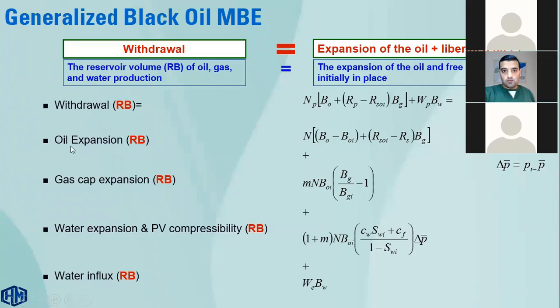For example, for oil expansion in reservoir barrels, this is N, the initial oil in stock tank barrels, times this term, which is the expansion, Bo minus Boi, the net oil expansion in reservoir barrels. So it's very simple to understand the generalized material balance equation.